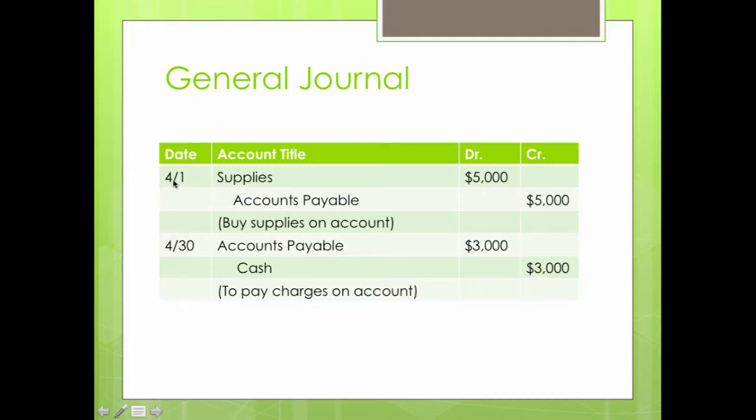So in this case, it's on April 1st, you bought supplies for $5,000 and you paid with it on account, or you used the accounts payable account because you paid it with a credit card. So you're going to debit the supplies account for $5,000 and you're going to credit the account for $5,000. And then you add in parentheses a little description as to why you did that transaction, and in this case is to buy supplies on account.